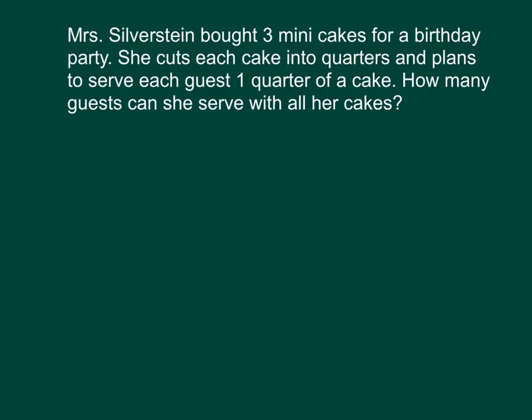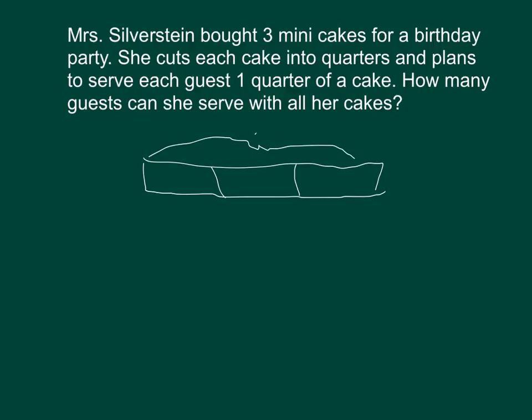Let's draw a model. This represents all of her cakes. And there's 3 of them. And then we're going to cut each cake into quarters. Three divided by 1/4 equals 12. There's 4/4 in a whole and 12/4 in 3 wholes.